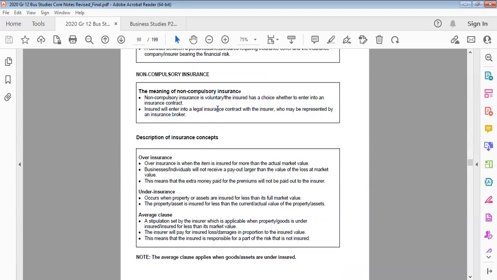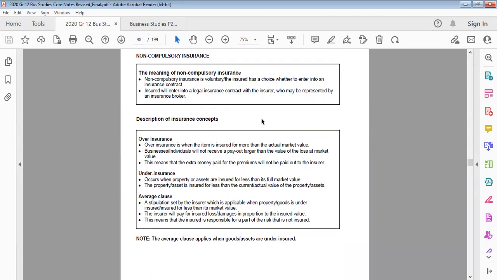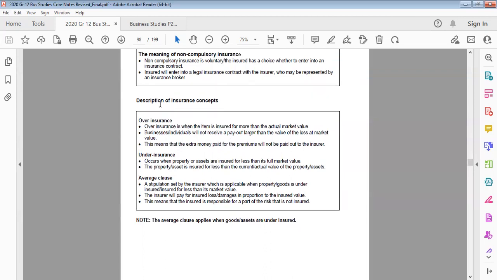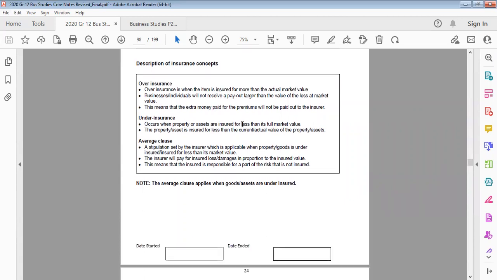I think the big words are, for example, knowing that it is part of a legal insurance contract, and that there is a possibility that the insurance broker can be involved in that process of non-compulsory insurance. Okay, then we go to the description of insurance concepts. These are just concepts that we should know. Hence, I said in the beginning, it's very much about understanding what concept goes where and what fits in where.